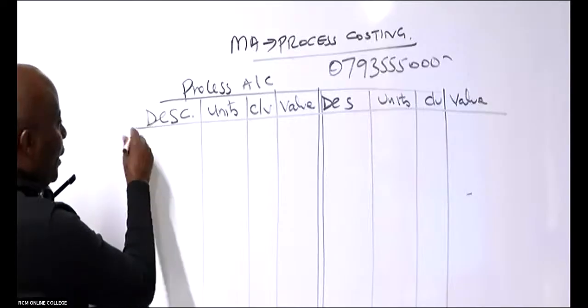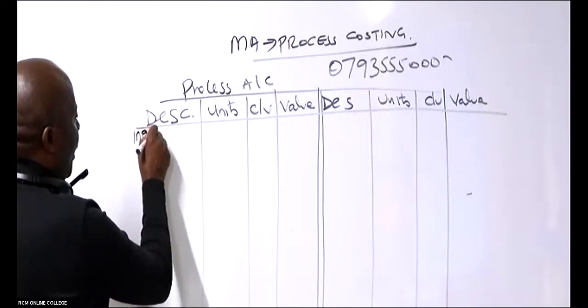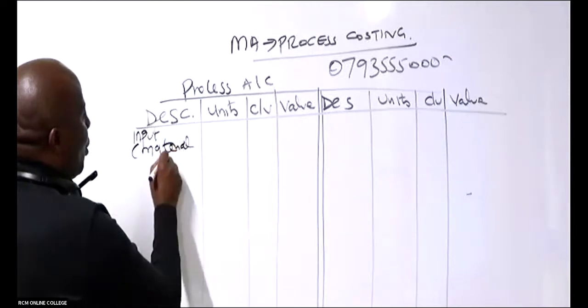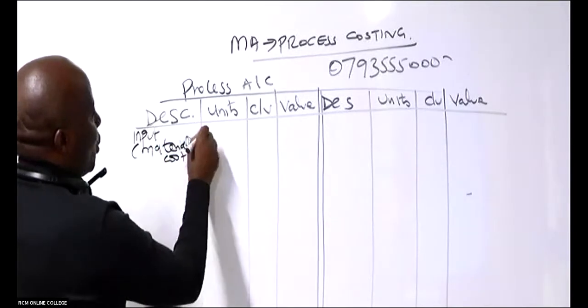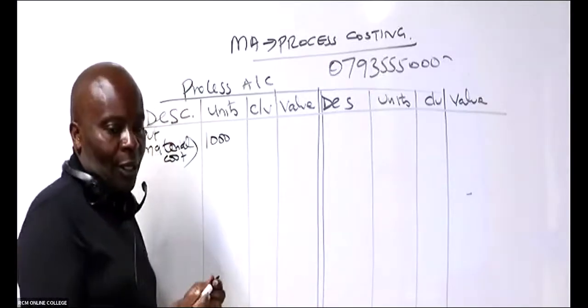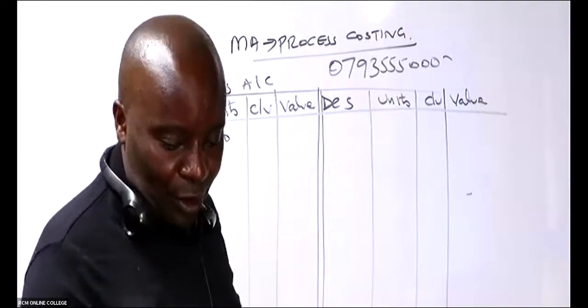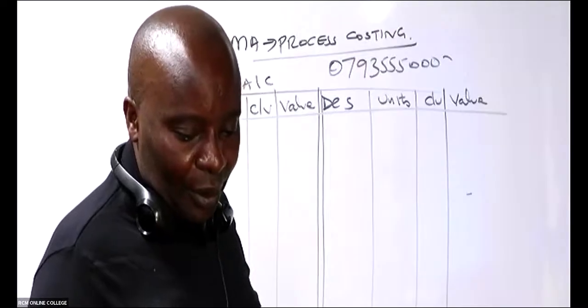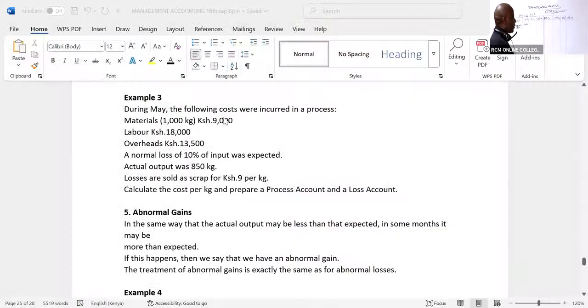So we have here the input, which basically will lead to what we call material cost. So 1,000 units. What is the total value of these 1,000 units? You can see they are here, and they're costing 9,000. The value is 9,000.